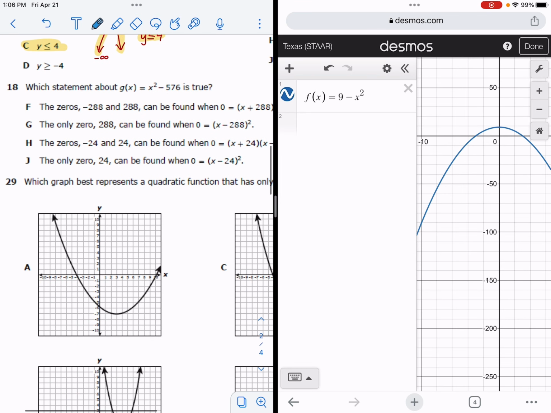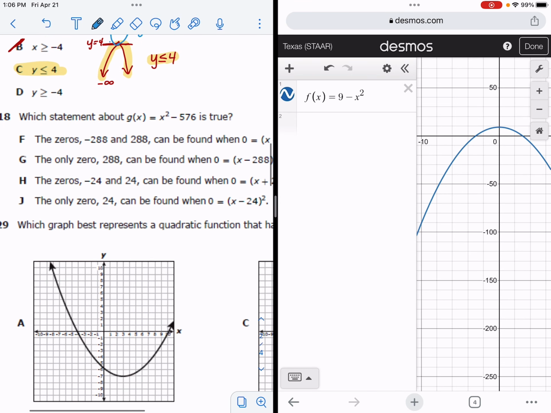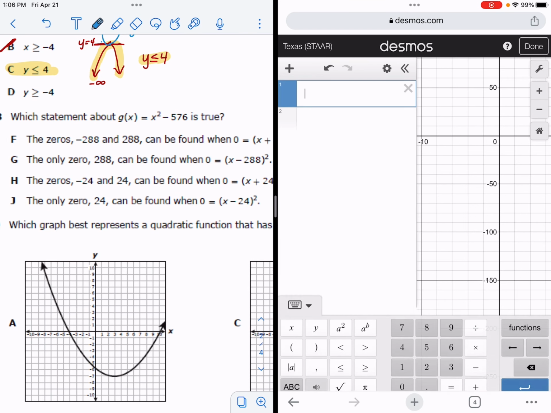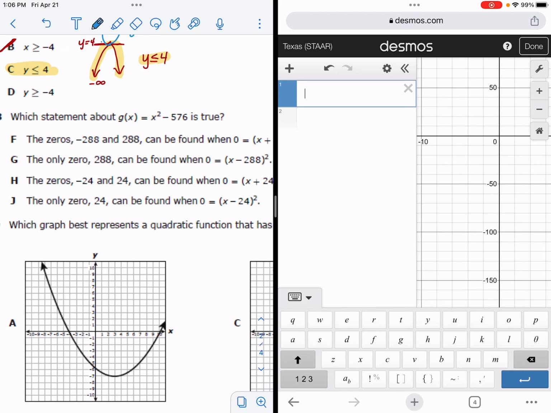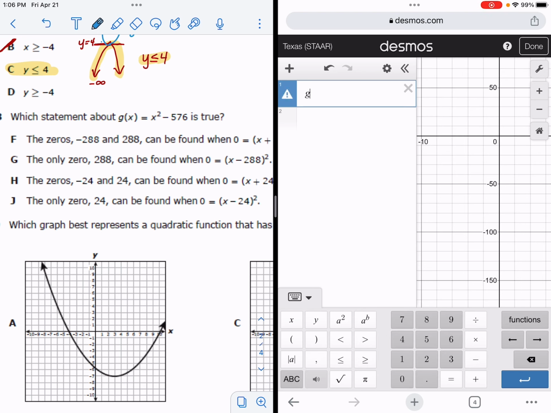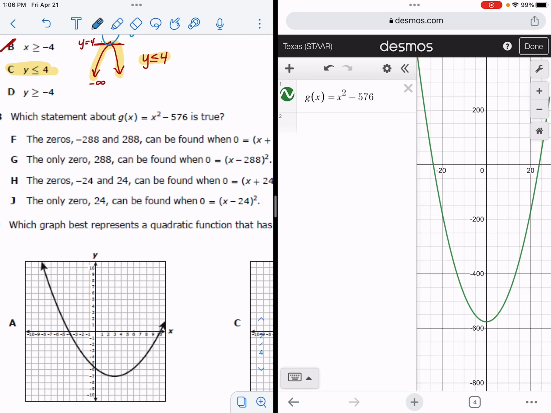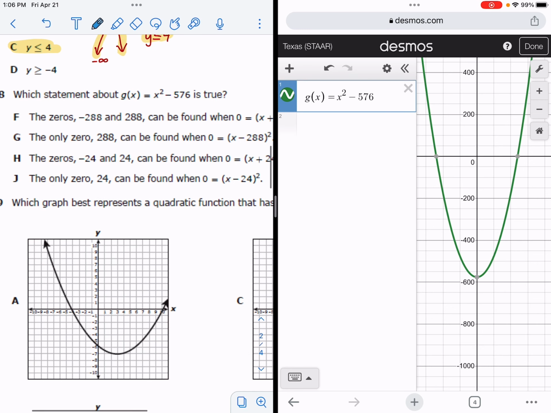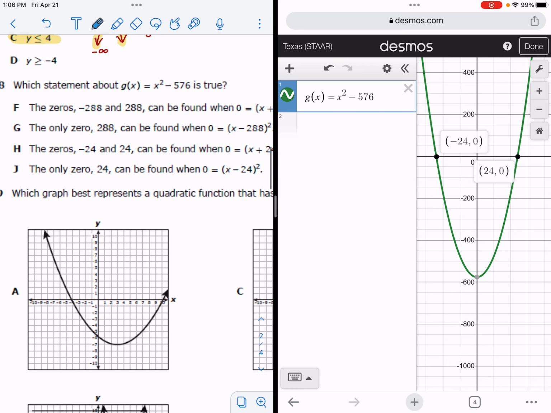Okay. Number 18 here, which statement is true about g of x equals x squared minus 576? Gonna have to zoom way out for that. Right here, we're talking about zeros again, so that's x-intercepts. We have negative 24 and positive 24.